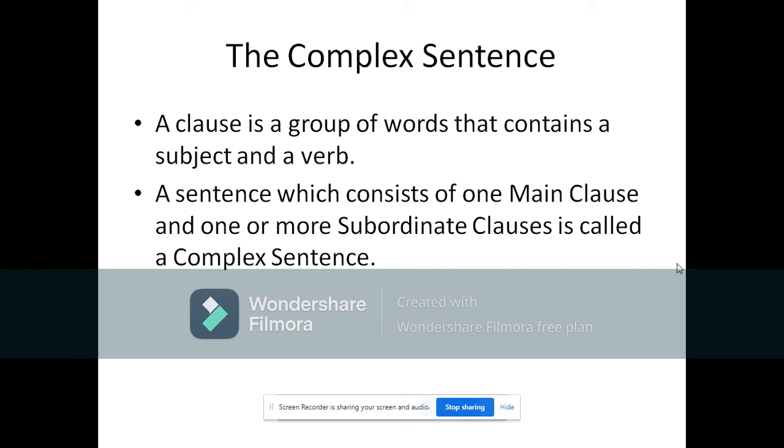So, what is a clause? A clause is a group of words that contains a subject and a verb. There are two types of clauses, main clause and subordinate clause. Main clause can stand independently. Subordinate clause always depends on the main clause. So when I give examples, it will be clear to you.